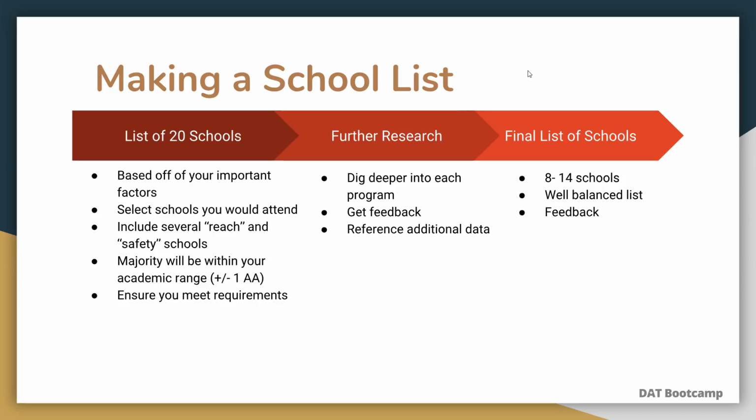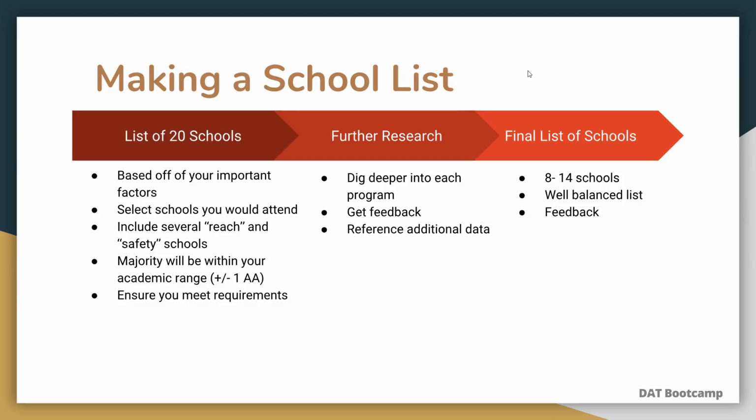Your final school list should probably be in the ballpark of around 8 to 14 schools. I think that's a good number to sort of stick to. You want to ensure you have a well-balanced list. So for example, you may have really high stats, and so you're applying to those top programs, you're applying to the Ivy Leagues, you're applying to UCLA, UCSF. Those are very, very competitive programs.